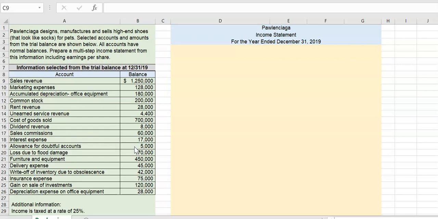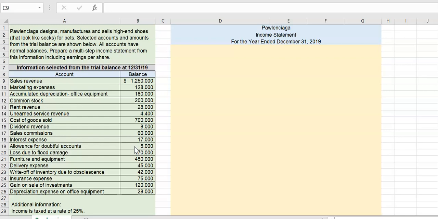Balenciaga designs, manufactures, and sells high-end shoes, the ones that look like socks, for pets. You know the song I'm talking about, right? You know what this is a take on. I like those Balenciagas, the ones that look like socks. I like going to the Tula. I put rocks all in my watch.